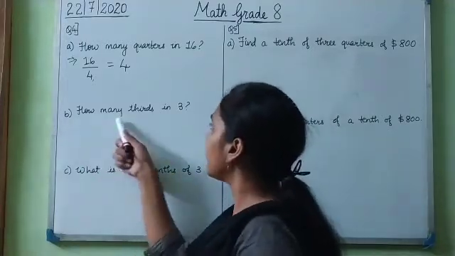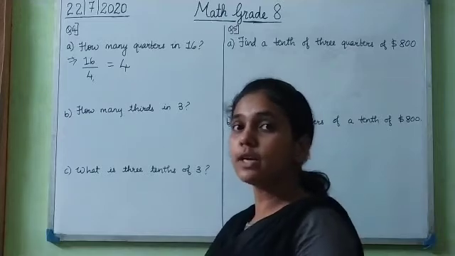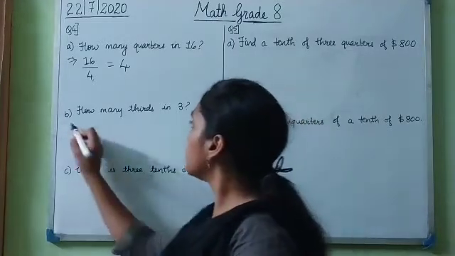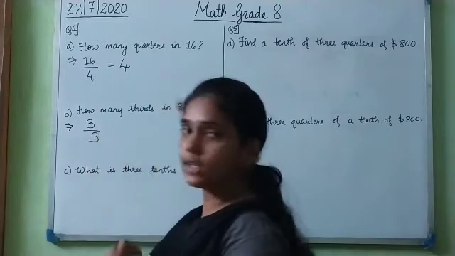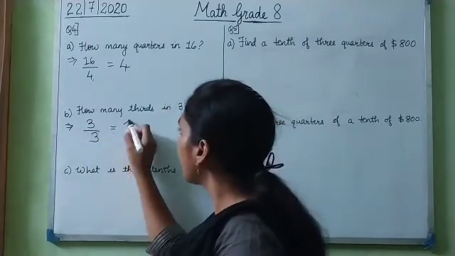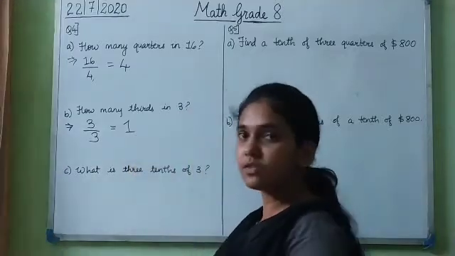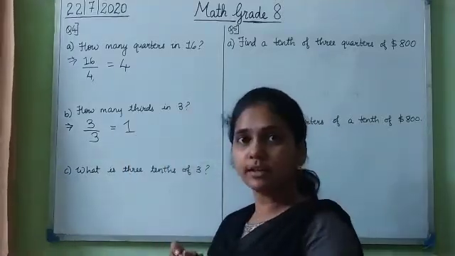Now the second, how many thirds in 3? Thirds means what? 1 by 3. Okay. So how many thirds are there in 3? We do 3 divided by 3. Okay. So 3 divided by 3 is how much? 1. So there is 1 third in 3.